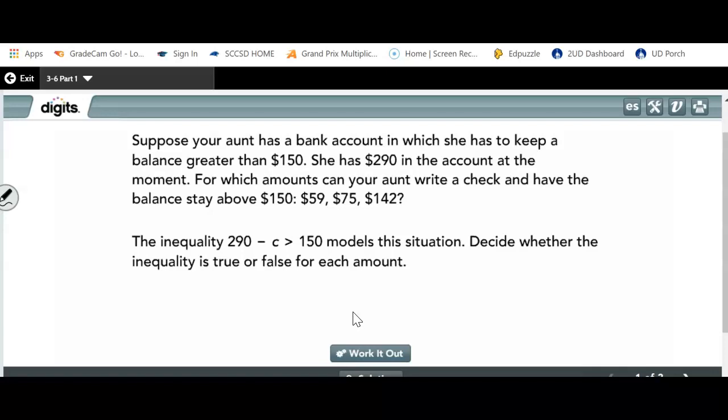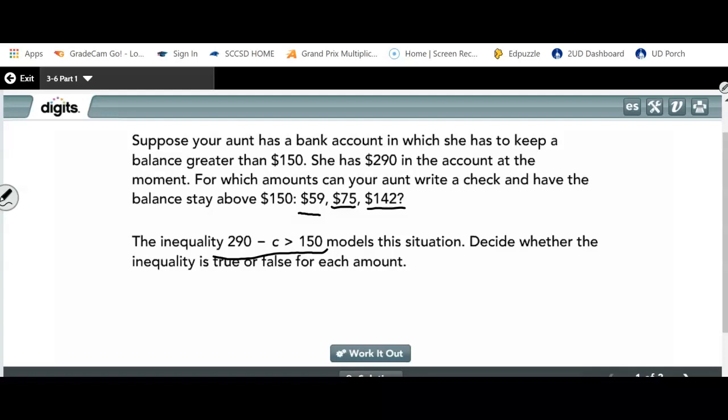Okay. So go ahead and show me work to figure out, can you write a check for $59? Can you write a check for $75? Can you write a check for $142? Show me work to decide if you can write a check using this one-step inequality. All right, I want your eyes up here.